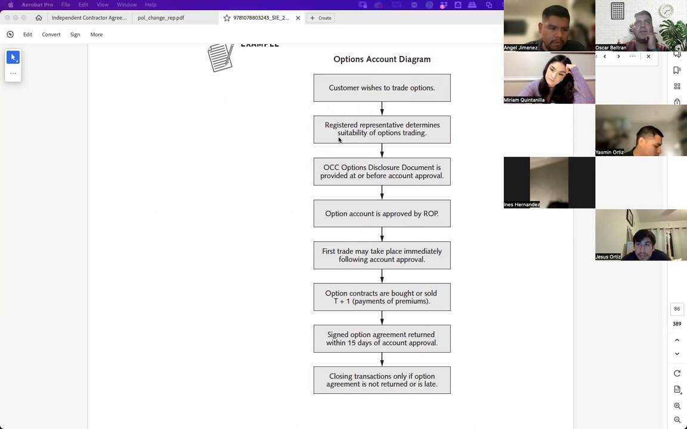And what does the word suitability mean? Are they suitable for that option? How aggressive are they? Are they conservative, moderate? Then here, option disclosure: this document is provided at or before account approval, and an option account is approved by the ROP. What does ROP stand for?